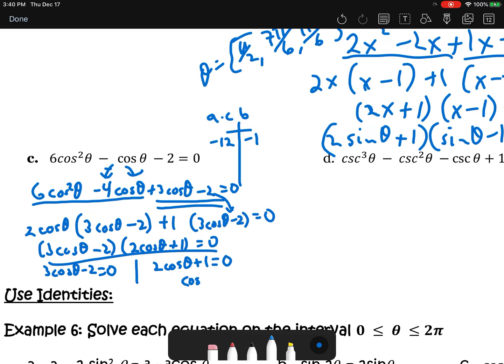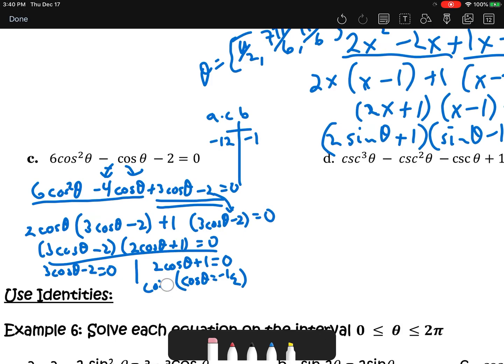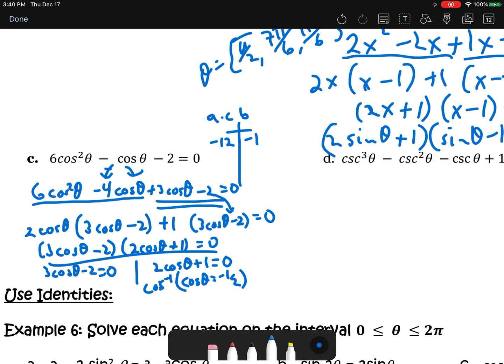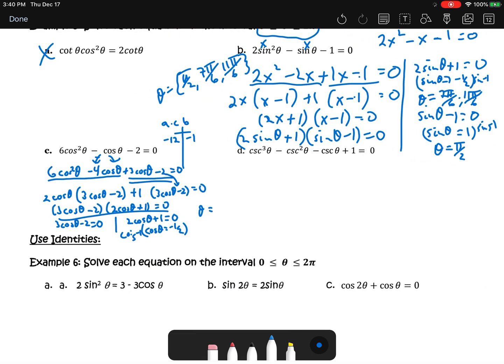I'm going to take the one on the right first. That's negative 1/2, isn't it? Inverse cosine of that. When is cosine negative 1/2? 2 pi over 3 and 4 pi over 3. Yep. And let's see, we've got to finish this one. Cosine theta equals 2/3. Say what?